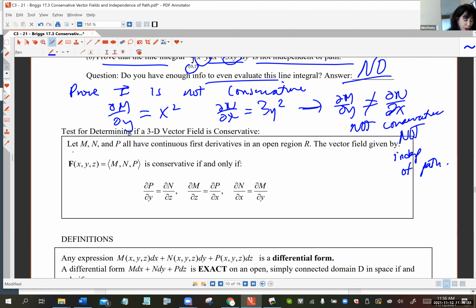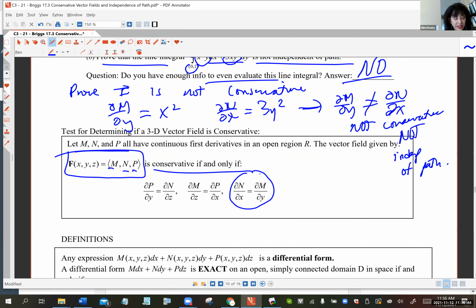So one thing you're going to have to show when you have a 3D vector field where the components are labeled M, N, and P in that order, it's conservative if and only if you still have to show that dM/dy is equal to dN/dx. So this is the same as the 2D. But you have to show two other things are true at the same time. You have to show that dP/dy gives you the same result as dN/dz, and dM/dz has to equal dP/dx. All three of these have to be true simultaneously. If even one of them isn't true, but the others are, it's not a conservative vector field. Sorry. All three have to be true. Okay.